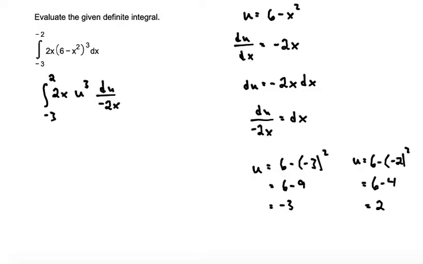From here we can simplify. The 2x on the top and bottom cancel out. We can bring the negative through to make negative integral from negative 3 to 2 of u cubed du. Make that 3 look a little better. There we go. So then we can take our integral. So it would be negative u, add 1 to the exponent to make 4, divide by the new exponent, divide by 4, evaluated from negative 3 to 2.